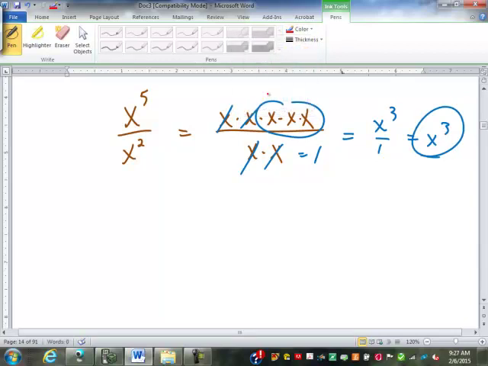Now again, if we look at this, you might be able to pick out a shortcut. What we could have done is just taken the powers, 5 and 2, and subtracted them to get 3. So we might have y to the 15th divided by y to the 9th, and we're going to come up with y to the 6th. Good. 15 minus 9 is 6.